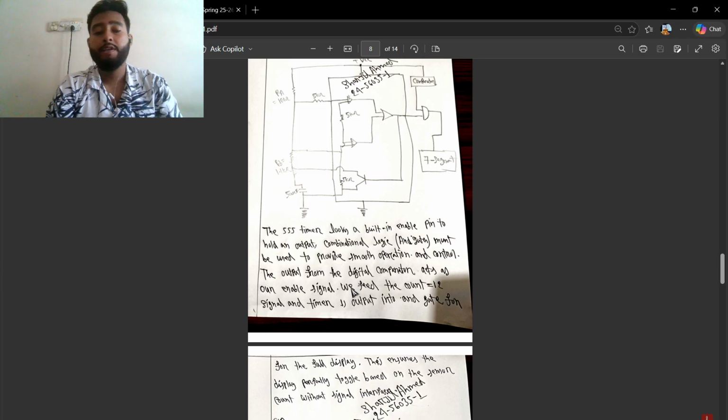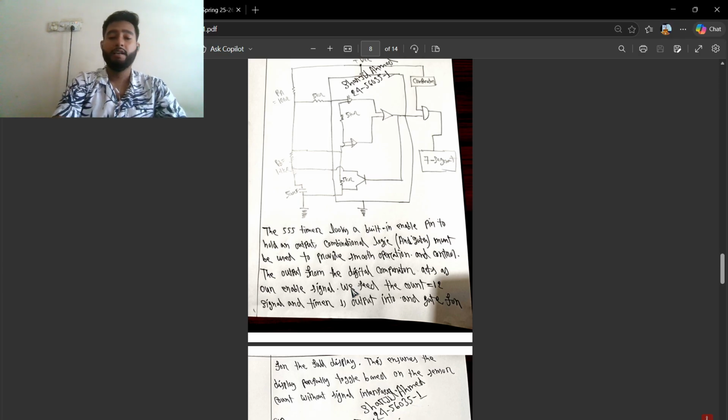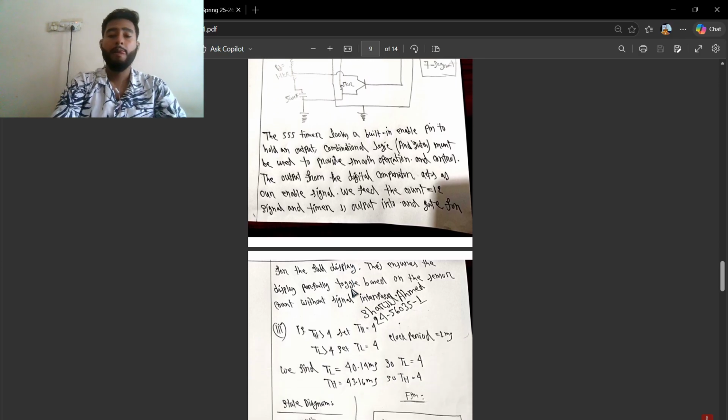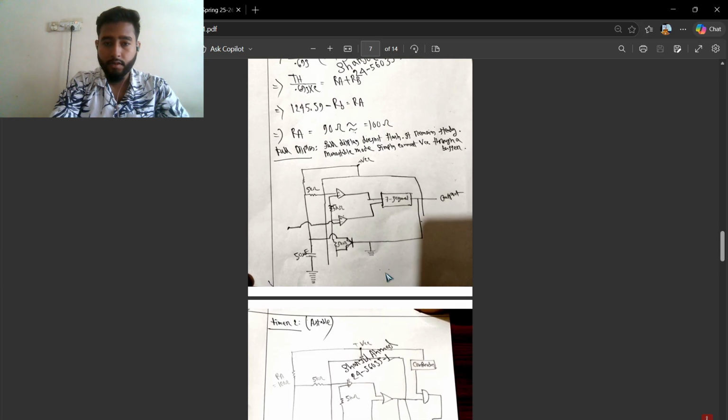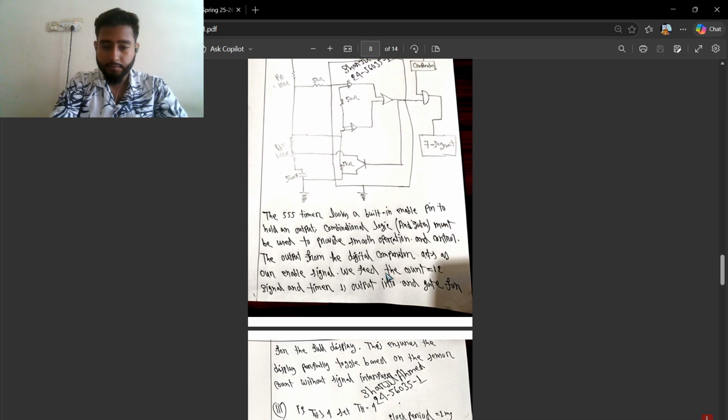Combinational logic must be used to provide smooth operation and control the output from the digital combination. Also, we use a buffer to VCC, and the output from the digital comparator acts as the enable signal.